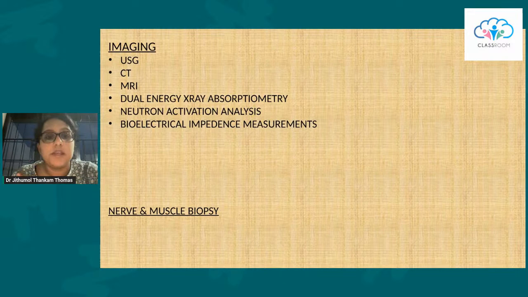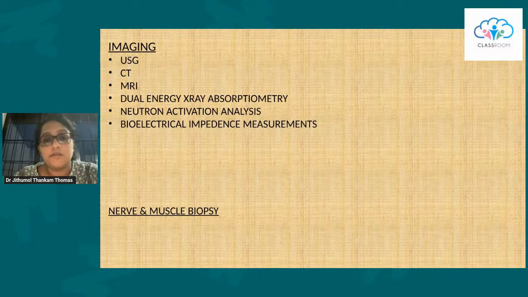So these are very rarely used. And finally, definitively, if you want to know, the definitive diagnosis is nerve and muscle biopsy, only on that. But these are rarely done. Usually, limb muscle weakness can be diagnosed based on your clinical findings. And if you want to take it further, you can do electrophysiological basic studies. Usually, it is a clinical diagnosis.